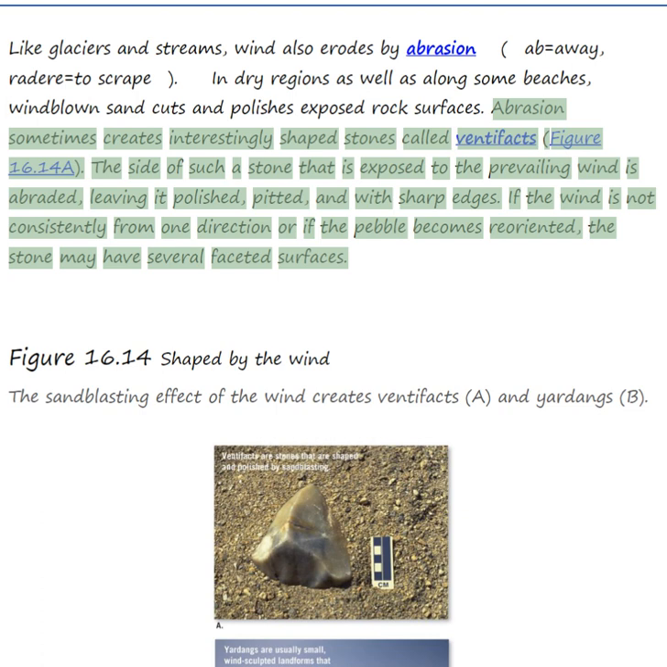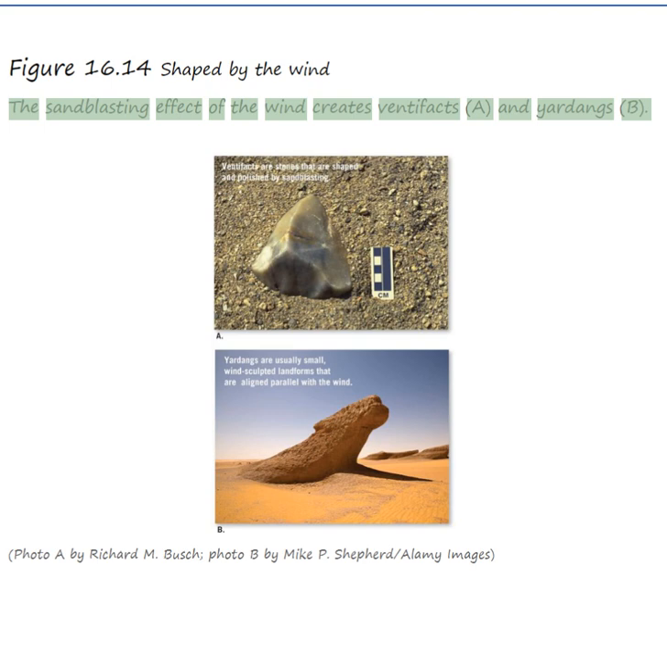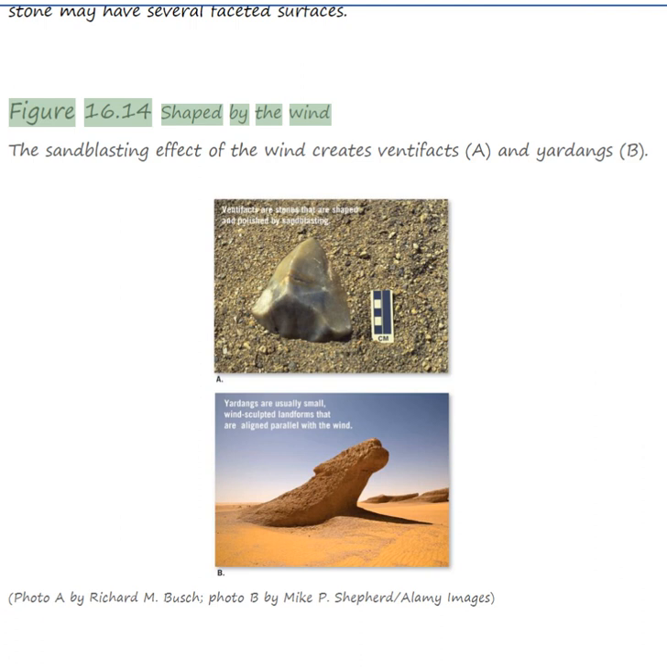The side of such a stone that is exposed to the prevailing wind is abraded, leaving it polished, pitted, and with sharp edges. If the wind is not consistently from one direction or if the pebble becomes reoriented, the stone may have several faceted surfaces. The sandblasting effect of the wind creates ventifacts and yardangs. Figure 16.14 Shaped by the wind.